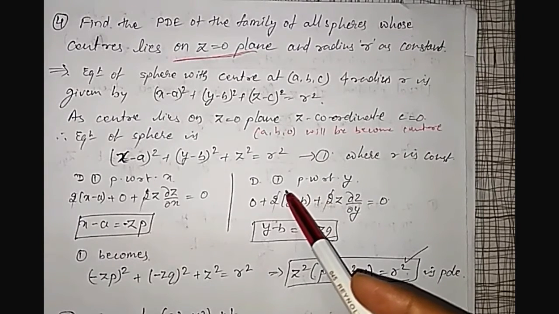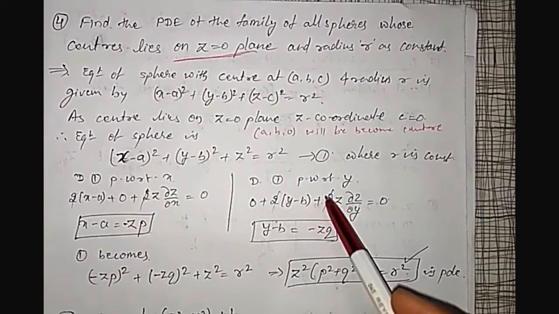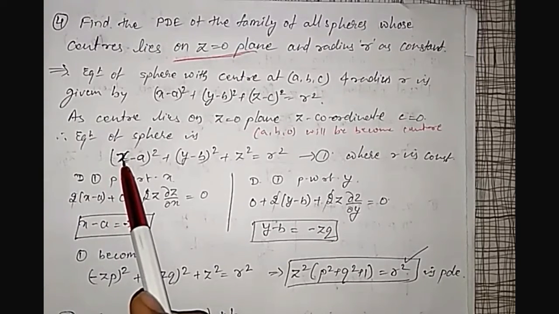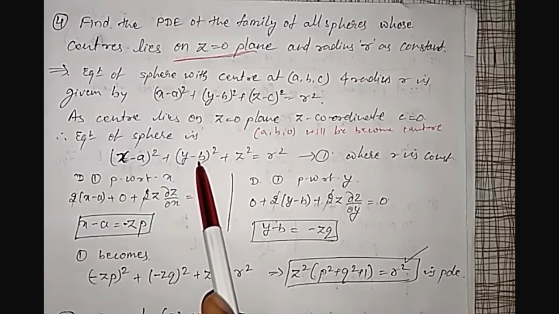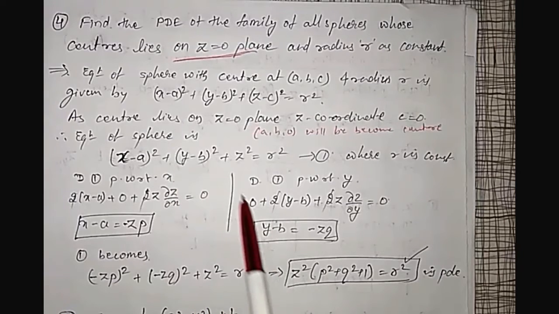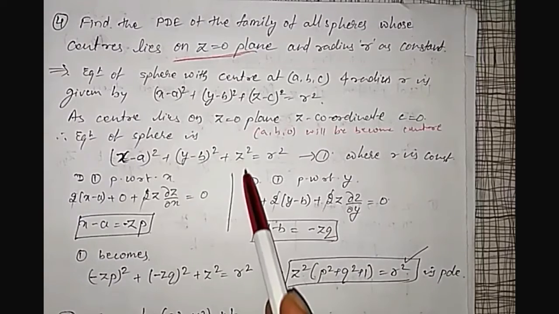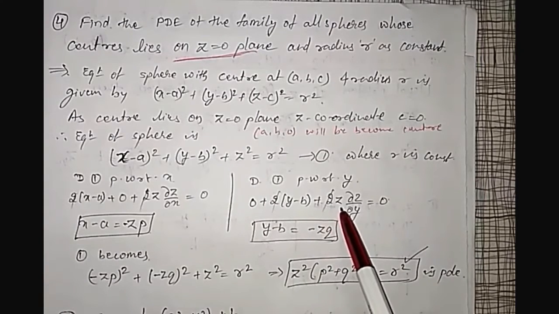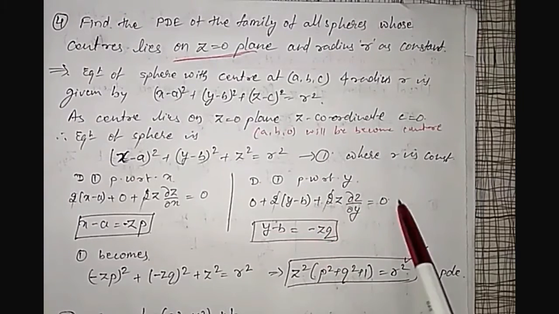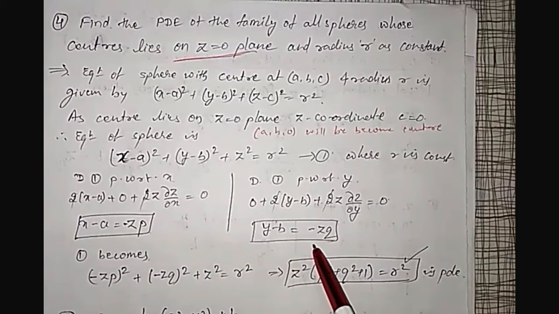And in the second part, partial differentiation with respect to y: x minus a the whole square will become 0. Differentiation of y minus b the whole square is 2 times y minus b into differentiation of y minus b, which is 1, plus z square differentiation is 2z into dou z by dou y. Here you are differentiating partially with respect to y. Simplifying this, shifting to the other side, y minus b equal to minus z into q. Here x minus a I know and y minus b I know.